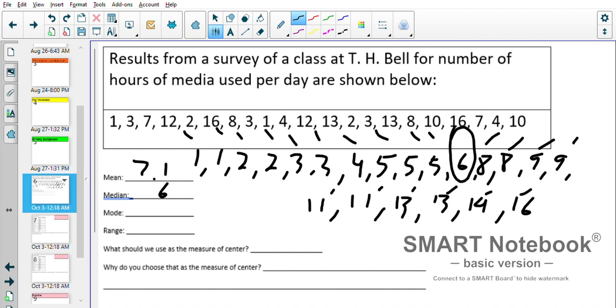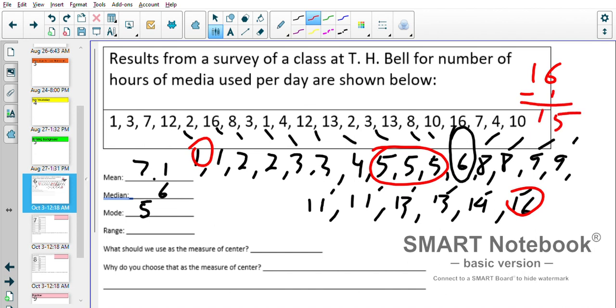Mode. Mode is the number that occurs most often, and we can see that 5 occurs 3 times. No other number occurs 3 times, so it is the one that occurs the most often. That is our mode. And then range. Range is the difference from the largest to the smallest. So our smallest number is here at 1. Our largest number is 16. So if we take those and subtract, 16 minus 1 is 15. So the range is 15.